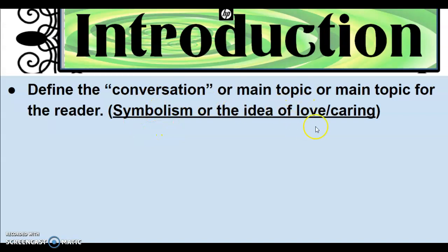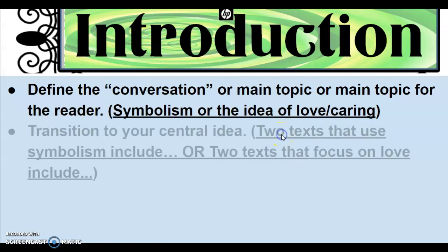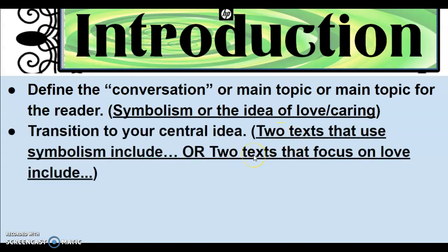If you said both of them talked about love or kindness and caring, both symbols, the treasure and the poem represented that, you could start with the big topic being love, and then two texts that deal with love include, or two texts that use symbolism. So you have a choice here how you want to do it. It's probably easier to do the big literary thing and say, hey, let's define symbolism. But you could do it the other way. You do have a choice there.